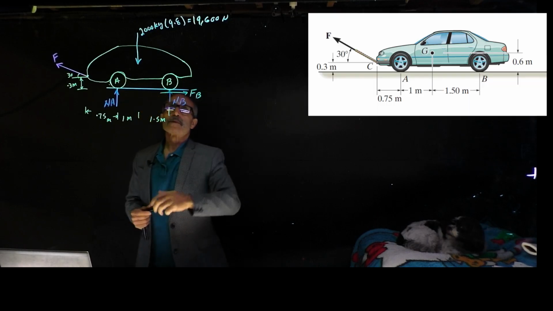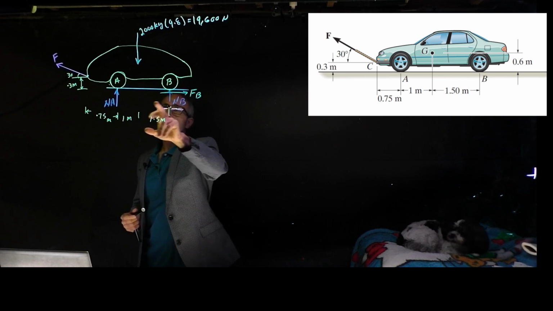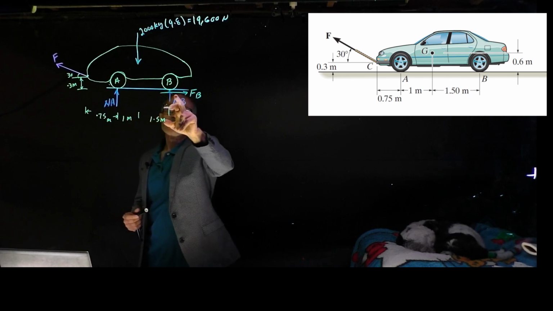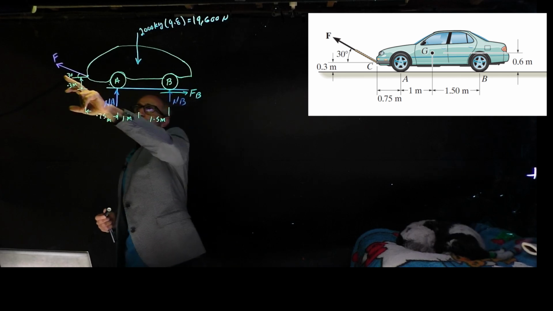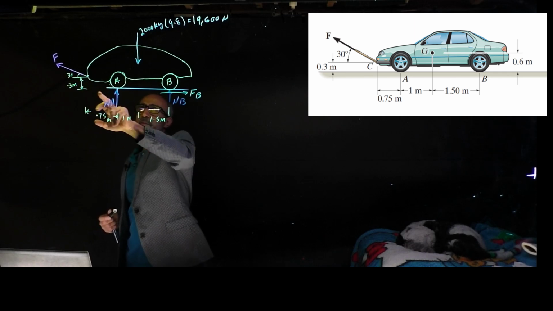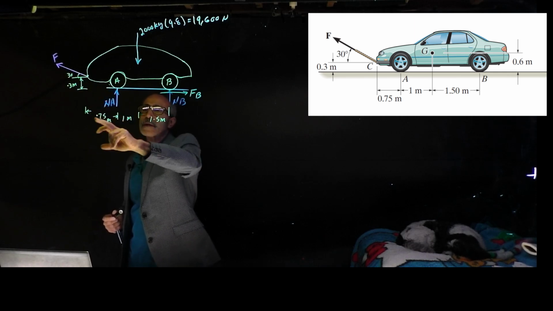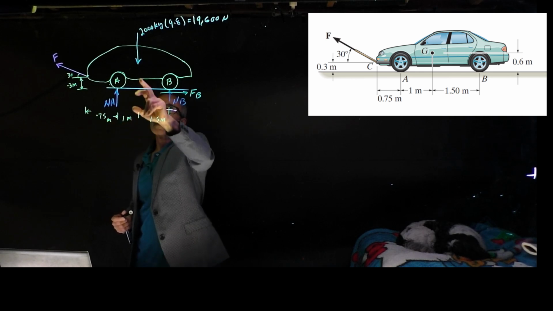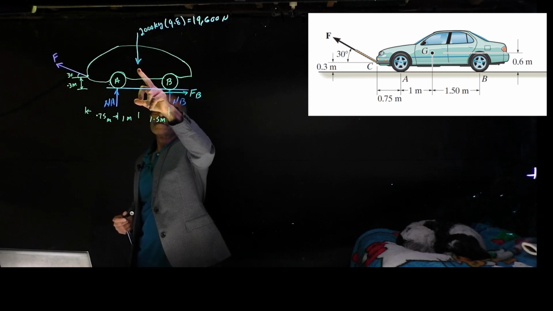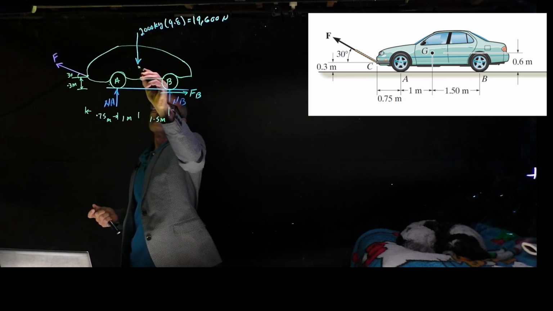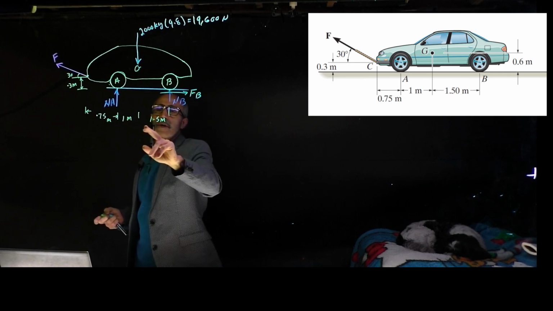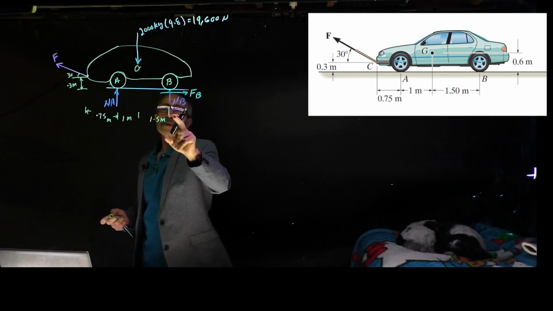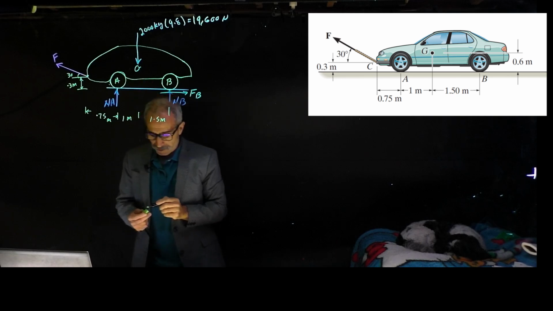So there it is. We have the reaction NB, reaction NA, the friction force F of B, and the force that is pulling it at 30 degrees. And this is 0.3 meters from the bottom of the tire, and 0.75 from here to there, 1 meter from the center of gravity. So this will be the center of gravity. And then we have 1.5 from this tire to the center of gravity.